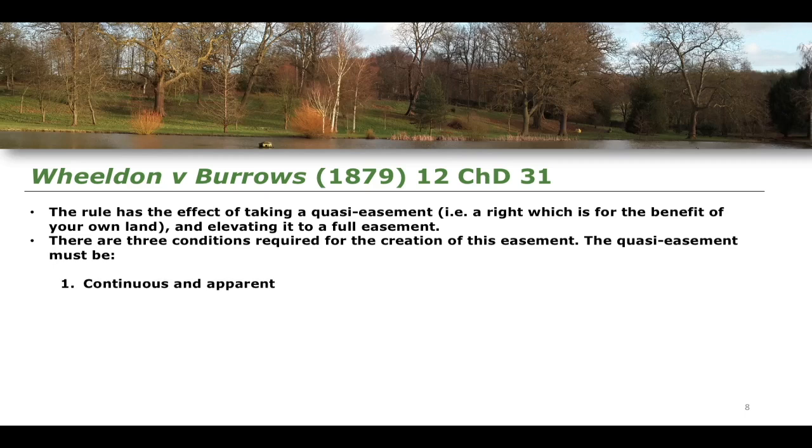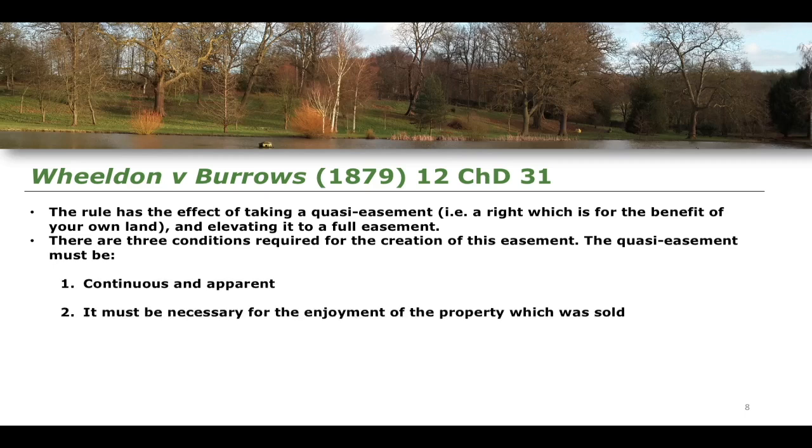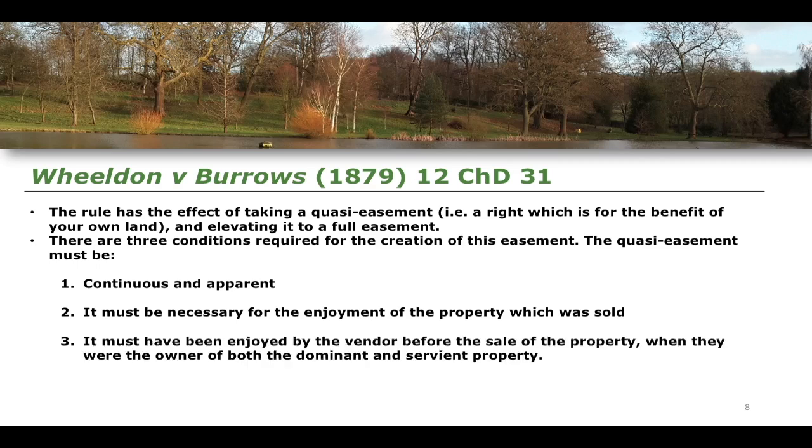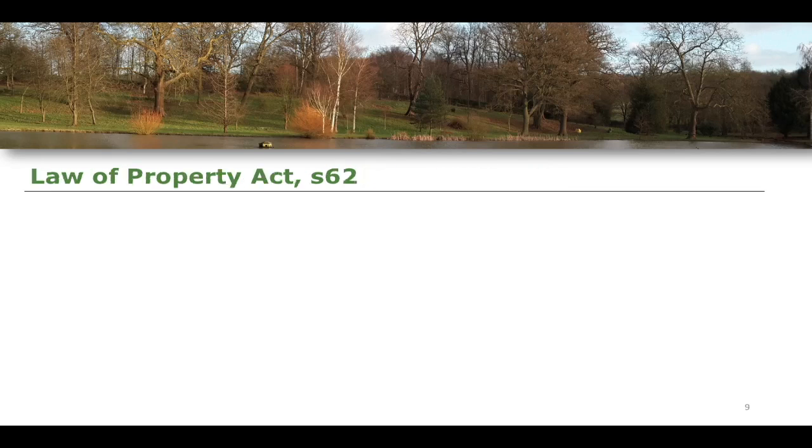The quasi-easement must be firstly continuous and apparent. Secondly, it must be necessary for the enjoyment of the property for which it was sold. And then thirdly, it must have been enjoyed by the vendor before the sale of the property, when they were the owner of both the dominant and the servient tenements, the dominant and servient properties. If you have those three conditions, then you may have the possibility of implying the granting of an easement through the Wheeldon and Burrows case and the Wheeldon and Burrows rule.